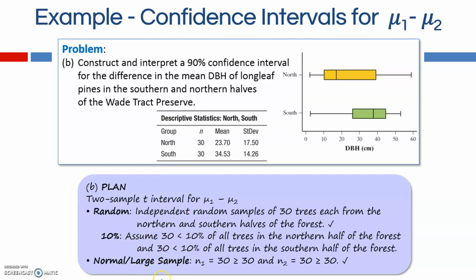10% condition, we are going to do a little assuming here, and 30 should be less than 10% of all trees in the northern half of that forest, and likewise for the southern half. Now our normal large sample condition down here, remember our samples for each group hit that magic number of 30. So we technically don't need to look at the graph of the sample data. Here it was given, and if it is less than 30, then you are going to have to graph it on your own and just check for outliers or strong skewness.